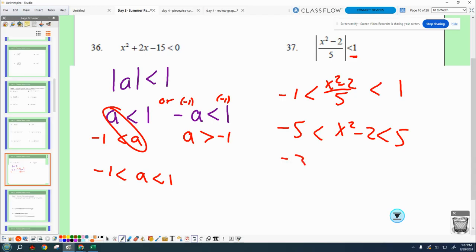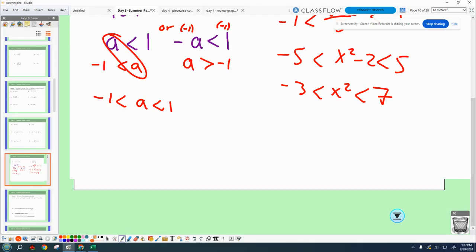Add 2 to everybody. I don't want to know the bounds of x squared, I want to know the bounds of x. What do I do from here? Take the square root. Well, okay, what's the square root of -3? Doesn't exist. And in this calculus, we do not deal with imaginary numbers, so we get to throw it out. So this guy is gone.